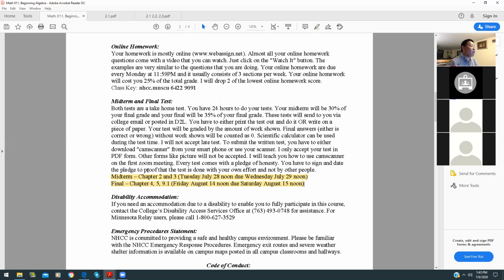The midterm only covers chapter 2 and chapter 3. It is on Tuesday, July 28 at noon, and it will be due on Wednesday, July 29 at noon. It's 24 hours. The final covers chapters 4, 5, and 9.1, which is 1 section. It's on Friday, August 14, and it's due on Saturday, August 15, all by noon. It's all central time here. So make sure you know your midterm and final times.